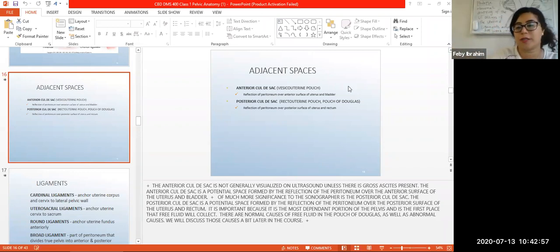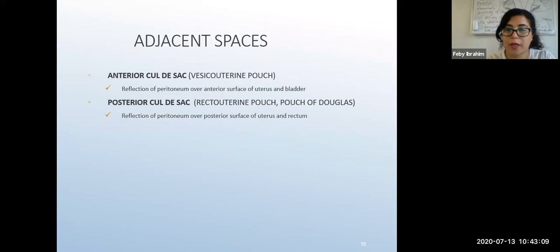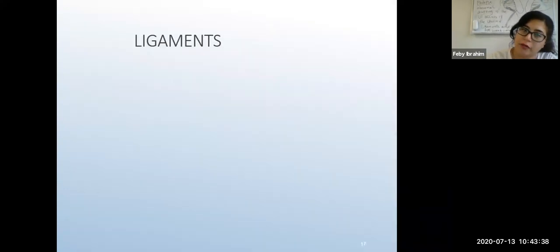Pelvic spaces, or adjacent spaces. We mentioned we have three pelvic spaces. We have the anterior cul-de-sac or vesicouterine pouch, the reflection of peritoneum over the anterior surface of the uterus and the bladder. Posterior cul-de-sac, rectouterine pouch or pouch of Douglas, is the reflection of peritoneum over the posterior surface of the uterus and rectum. And I add you the other one, which is the space of Retzius, between the urinary bladder and the pubic symphysis.